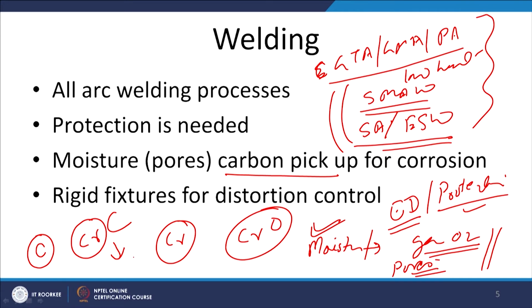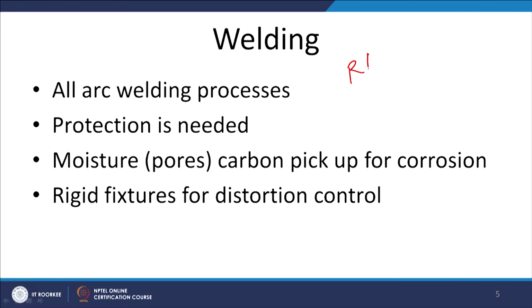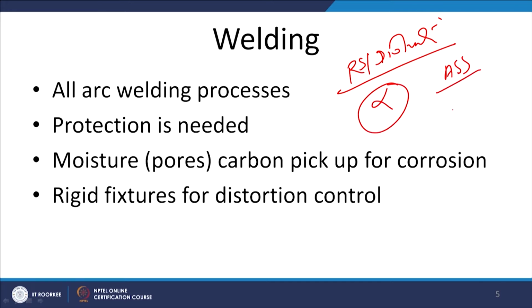So, moisture as well as carbon pickup must be avoided during the welding of the ASS. Another aspect is the residual stresses and the distortion experienced during the welding of the ASS. Since the thermal expansion coefficient alpha of the ASS is much higher than the martensitic stainless steel and the ferritic stainless steel, during heating it will expand more and contraction will also occur significantly. So, that will lead to the development of residual stresses and promote distortion.